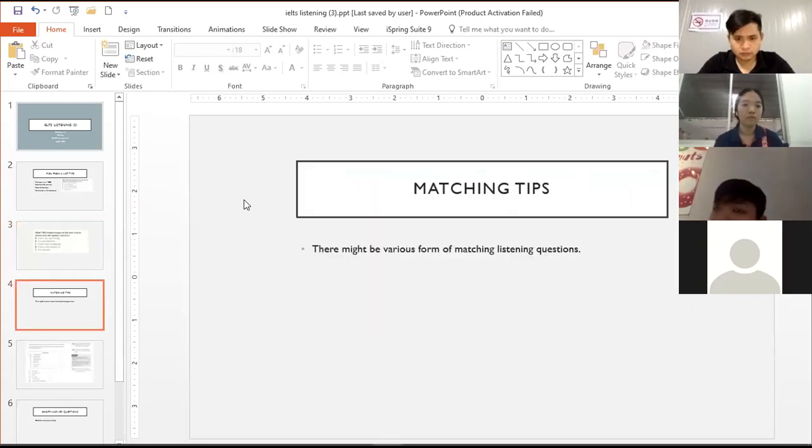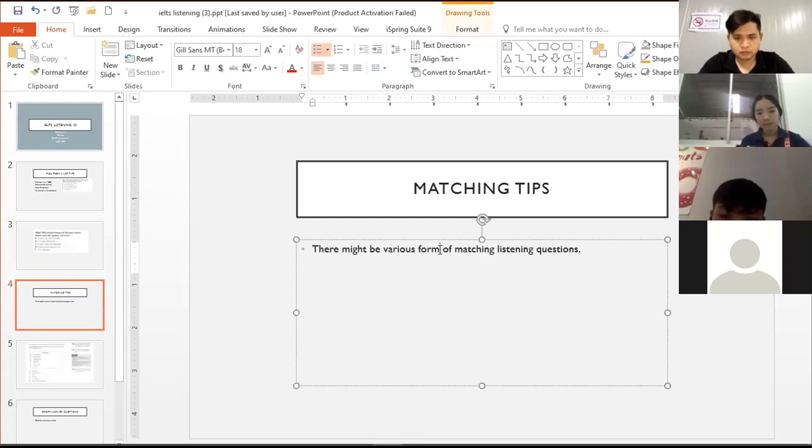Another form of questions is the matching. Last time we did a matching of the map with the place name, but this time we do another matching. There might be various forms of matching listening questions, where you match a subject with an opinion or a sentence ending, stuff like that. So so far, have you seen any matching listening questions form, everyone?